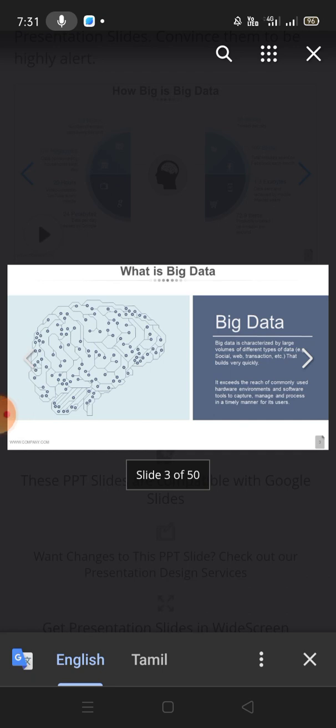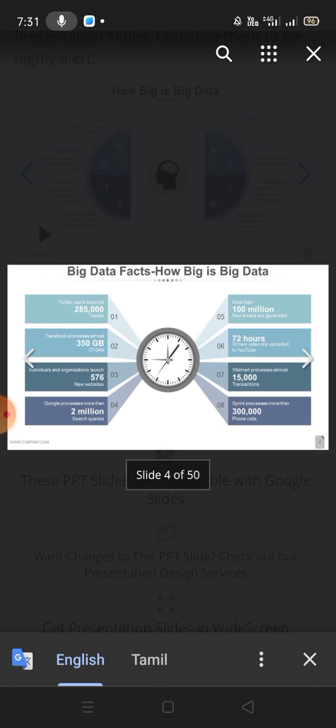Today's topic is big data. So now we are seeing what is big data. Big data is characterized by large volumes and types of data, for example social, web, transactions, etc. It exceeds the reach of commonly used hardware environments and software tools to capture, manage, and process in a timely manner for its users. Big data facts: how big is big data.